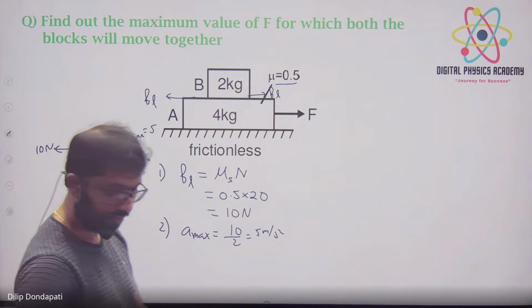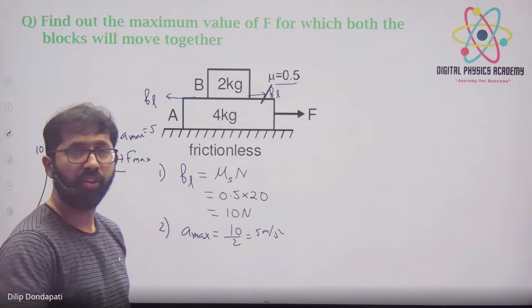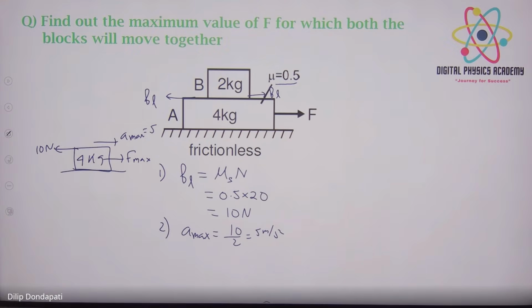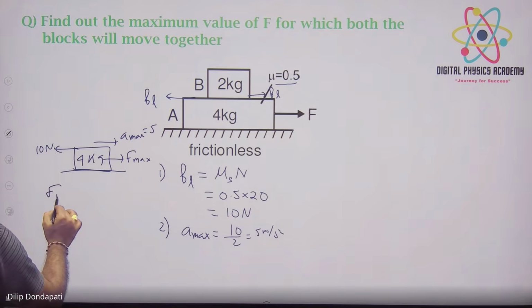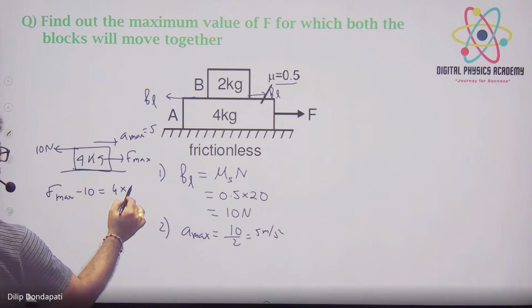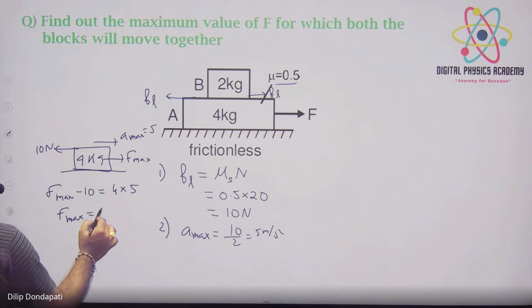Now solve. 15. 15 or 20. Wait, one second. Net force equal to ma. Sir, I'm getting 10, sir. 4 into 5. Why 10 now? 30. F max is equal to 30 newtons.